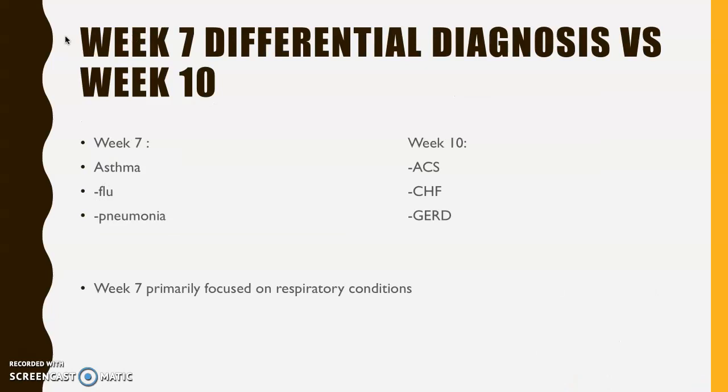So the week 7 differential diagnosis differs from the week 10 one because in week 7 I decided to focus more on respiratory conditions. But then through doing research and looking more into this case study, I determined that this may be more related to his cardiovascular system, so I decided to choose ACS, CHF, and GERD because all of these have similar presenting symptoms.